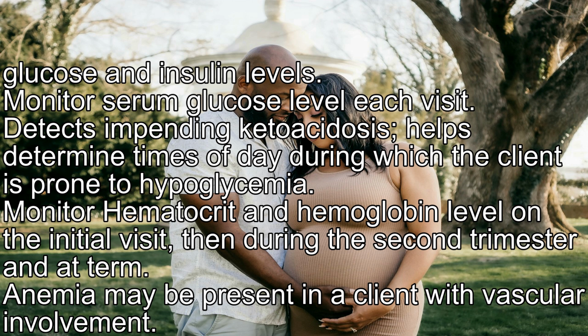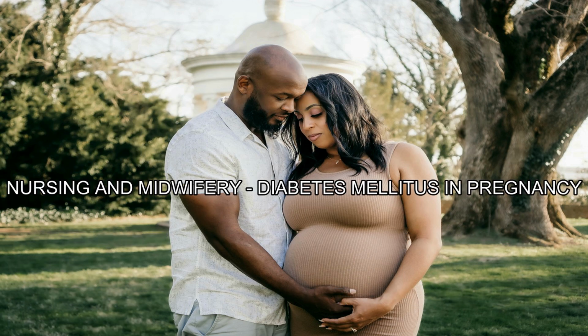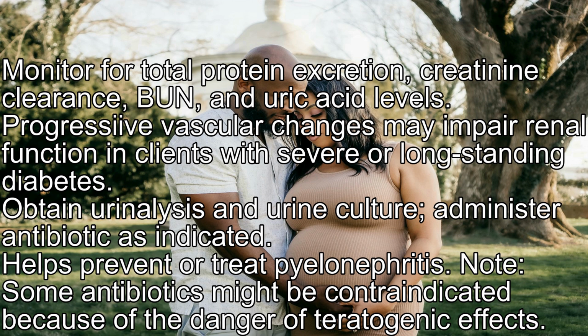Monitor hematocrit and hemoglobin level on the initial visit, then during the second trimester, and at term. Anemia may be present in a client with vascular involvement. Monitor for total protein excretion, creatinine clearance, BUN, and uric acid levels. Progressive vascular changes may impair renal function in clients with severe or long-standing diabetes.